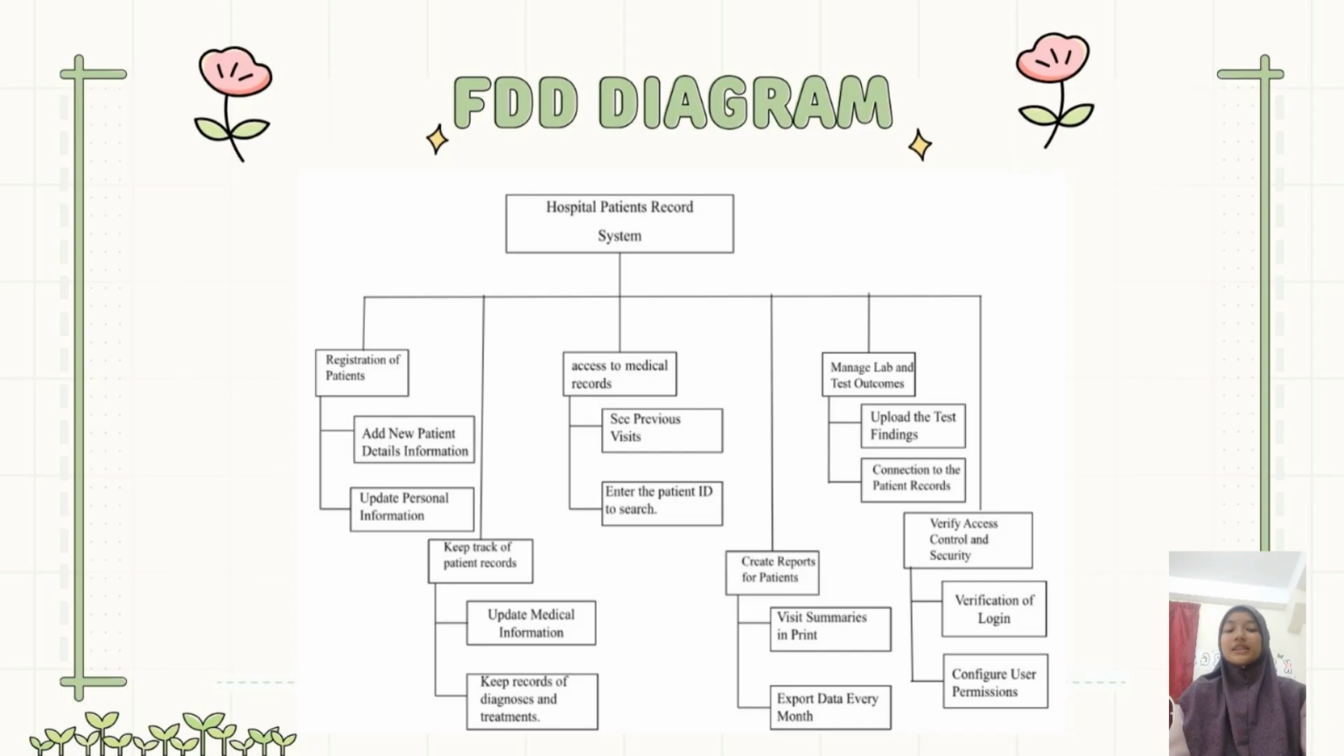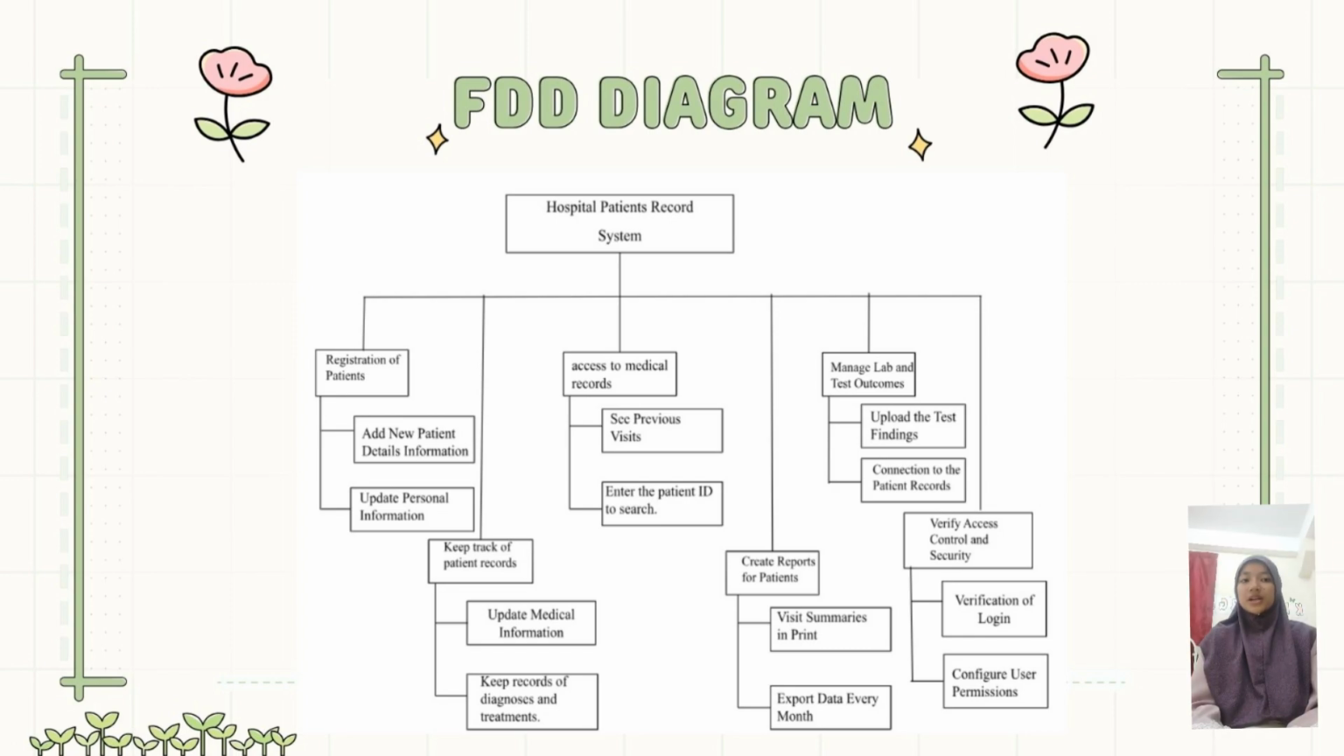Then, manage lab and test outcomes. This includes upload the test findings. The example is put the test result into the system and connect it to the patient records, like make sure the result goes to the correct patient. Also, create reports for patients. The system helps make and print reports. For example, we summarize and print out a summary of the patient visit, and export data every month. Save and export the data every month for backup or report.